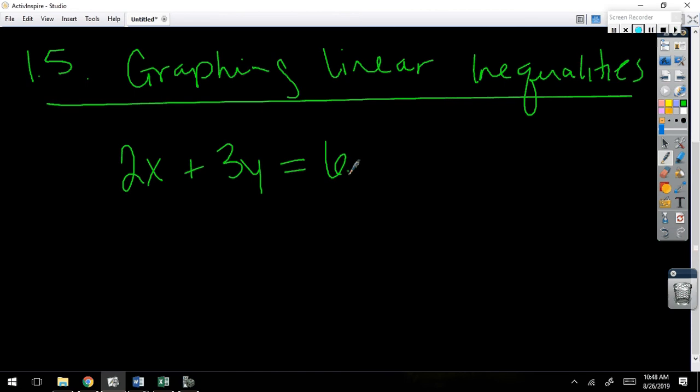Yes. Whenever I teach it in Algebra 1, I teach it by cover-up. Because if you plug in 0 for x, what happens to the x term? So then you have 3y equals 6. So y equals 2. So that's the y-intercept.